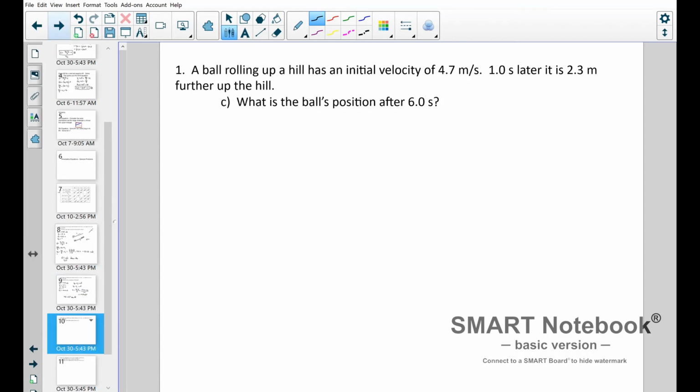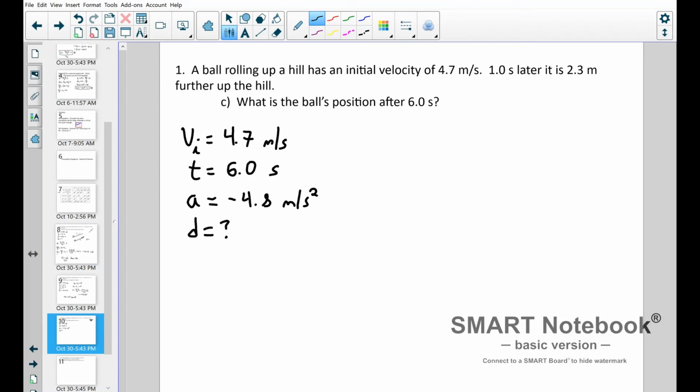Finally, part C. What is the ball's position after 6 seconds? I list my given information. Vi is 4.7 meters per second. T now is 6 seconds. I need to use one of my answers from the previous part of the question. I cannot use my Vf number from part A because that was after only 1 second, whereas the acceleration will not change.